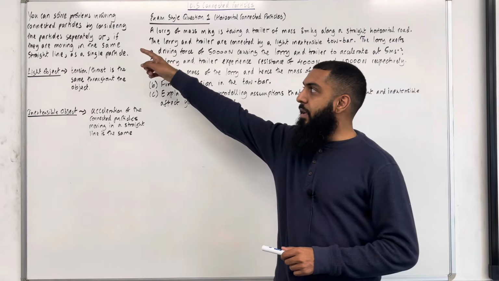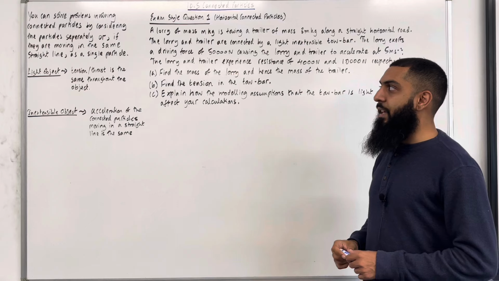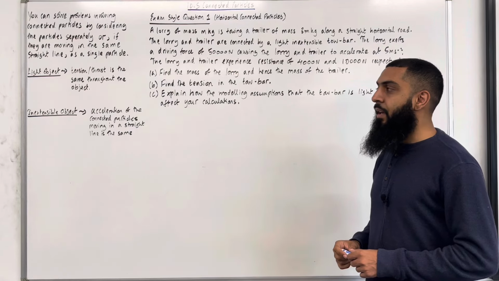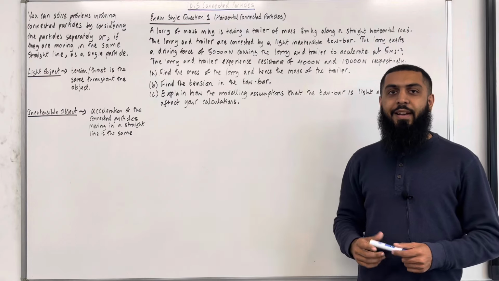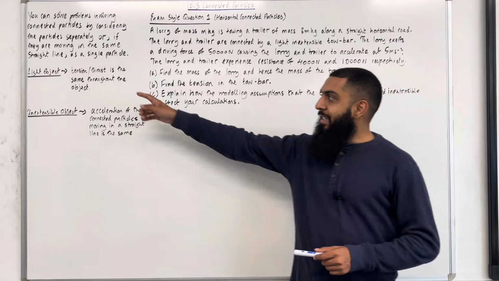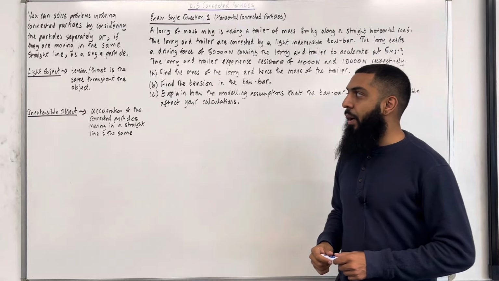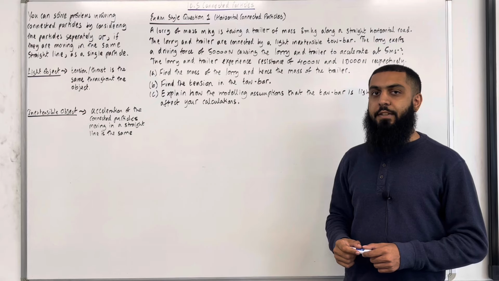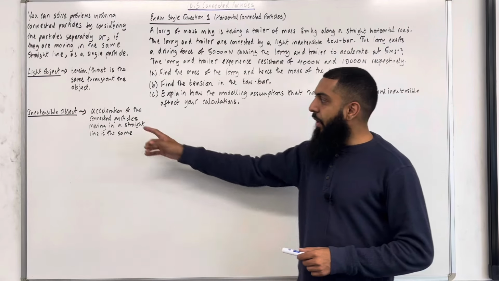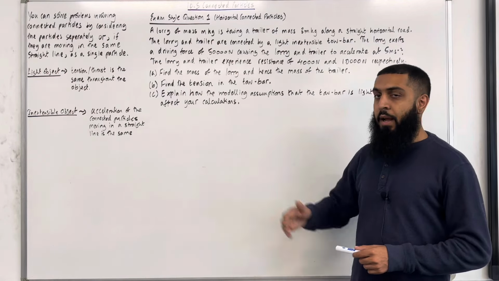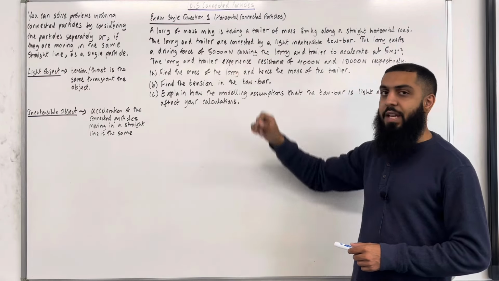You can solve problems involving connected particles by considering the particles separately or, if they are moving in the same straight line, as a single particle. Let's move on to the modeling assumption of a light object. The tension or the thrust is the same throughout the object. Finally, the modeling assumption of an inextensible object. Acceleration of the connected particles moving in a straight line is the same. These are the key facts of 10.5 connected particles.